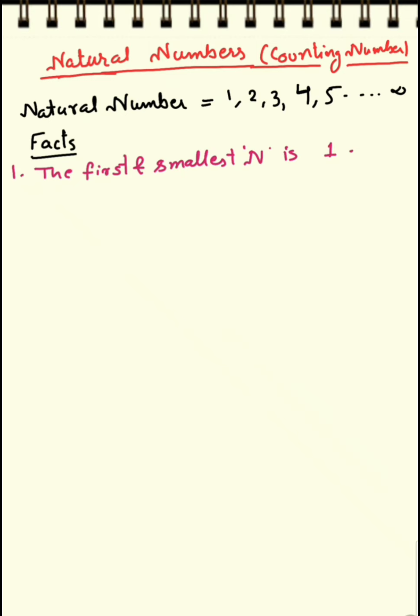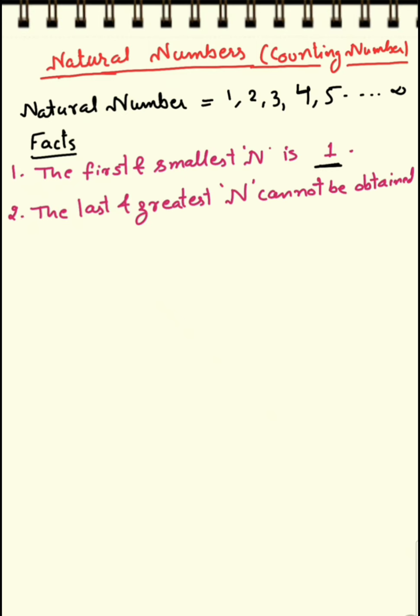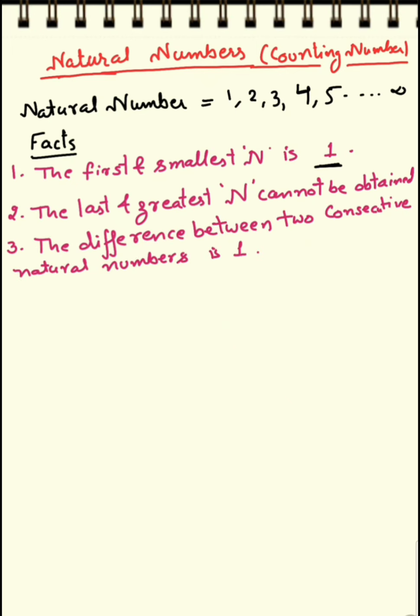The first and the smallest natural number is 1. Second, the last and the greatest natural number cannot be obtained. Third, the difference between two consecutive natural numbers is 1. Means if I subtract 3 from 4, I will get 1. 4 minus 3 is equal to 1. And 10 minus 9 will be equal to 1.